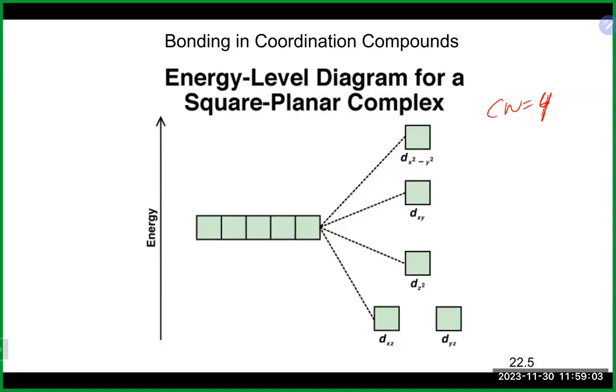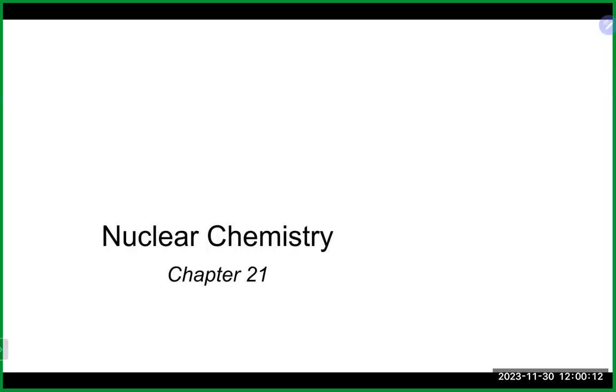Any questions on crystal field splitting, transition metals, complex ions? Chapter 19 wrapped up. Let's go to 21 here with nuclear chemistry, which is not organic. So nuclear chemistry here, we're going to see what glows in the dark and all that good stuff.